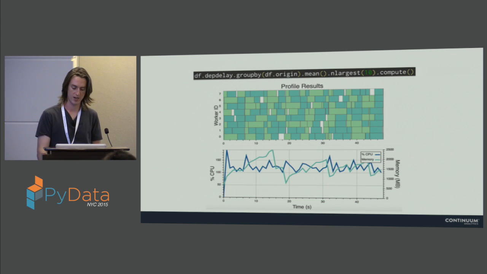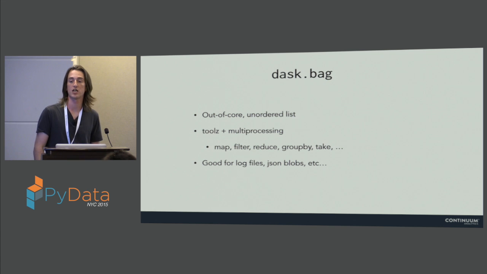So moving on. The other collection I talked about is Dask Bag. We'll quickly, I'm running a little low on time, we'll quickly run through this. It's an out-of-core unordered list. So think of things that don't really fit the array abstraction, don't really fit the data frame abstraction, just some kind of collection of objects. So maybe a collection of JSON blobs or log files, general string processing.